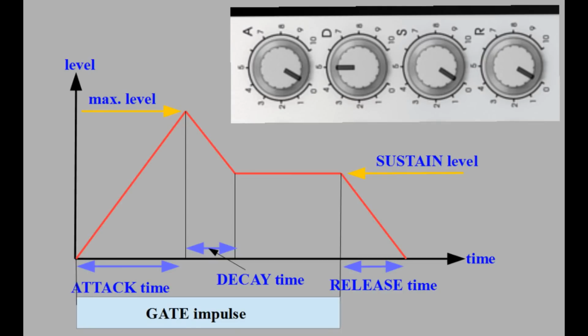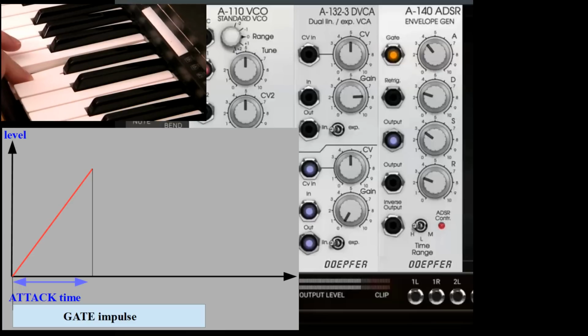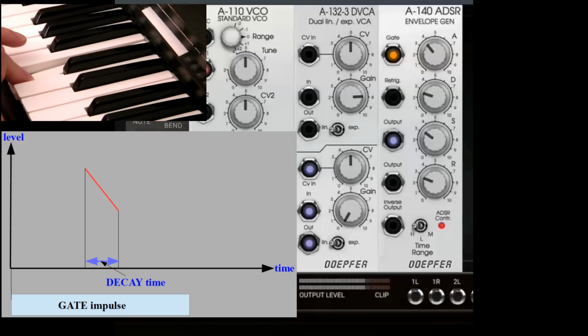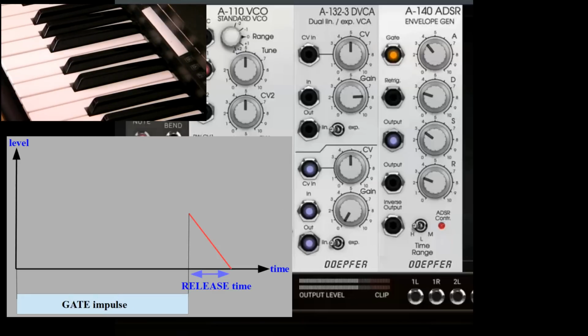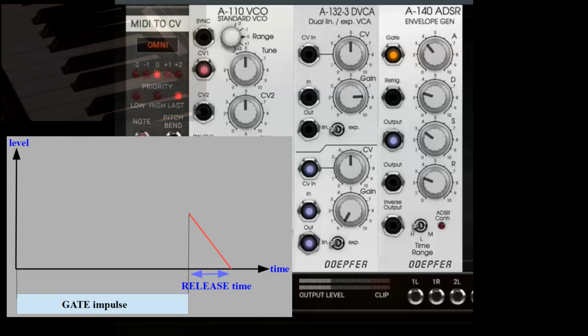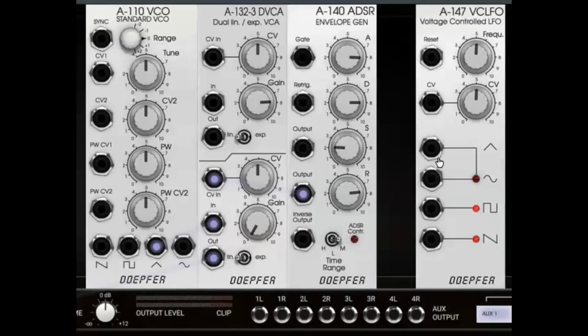The gate signal can come from my keyboard via the MIDI to CV module. Please listen and watch the output level meter. Or I can use the LFO to set the ADSR in action.